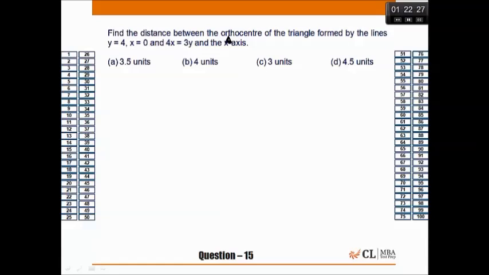Find the distance between the orthocenter of the triangle formed by the lines y equal to 4, x equal to 0, and 4x equal to 3y. Do I know orthocenter? Yes, I know orthocenter. These are good lines. So let's draw.